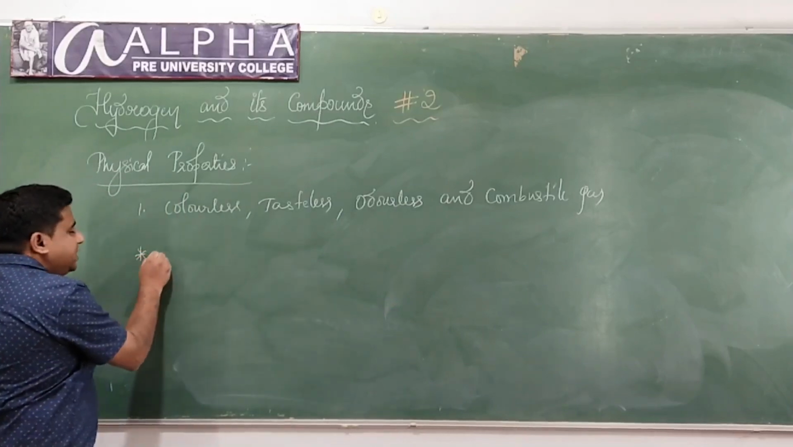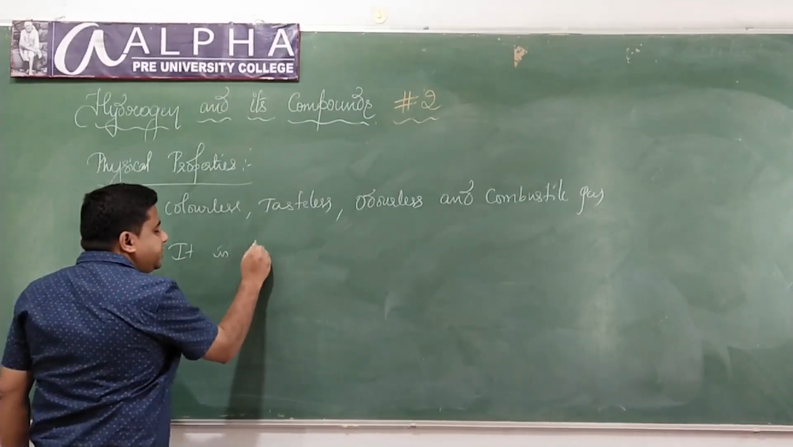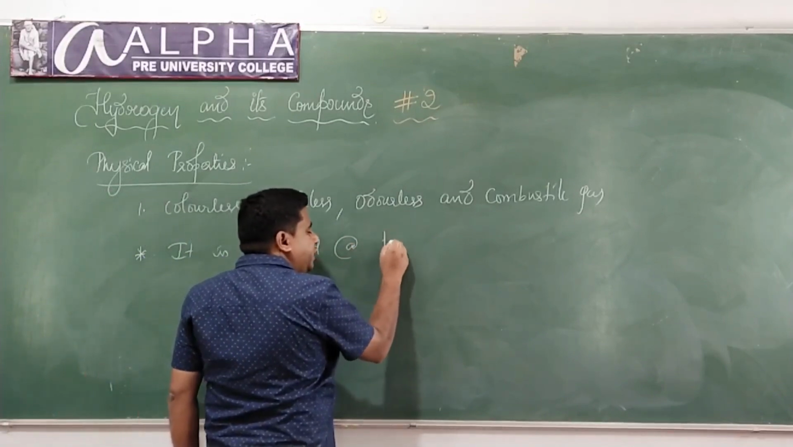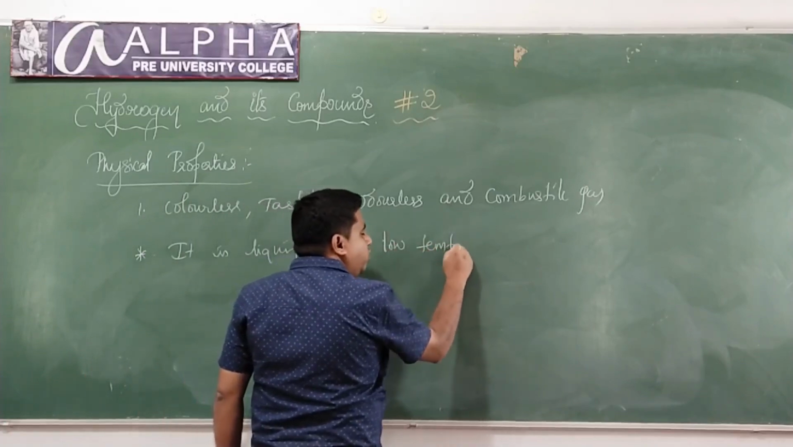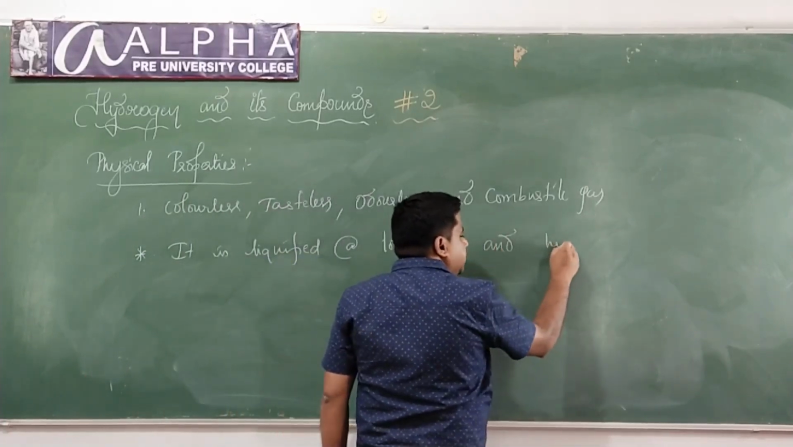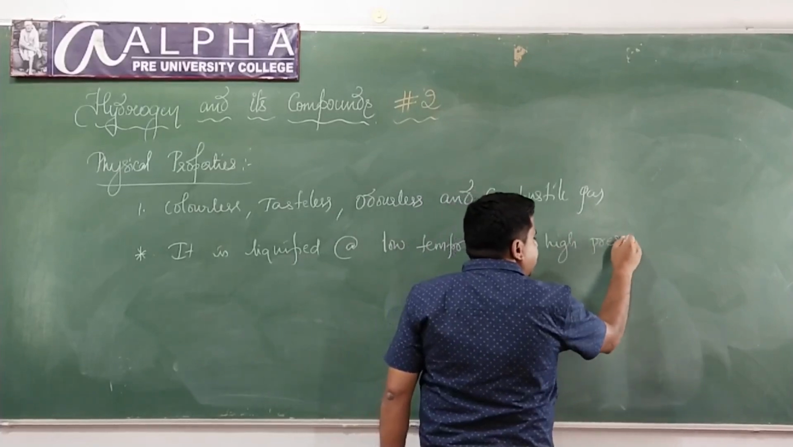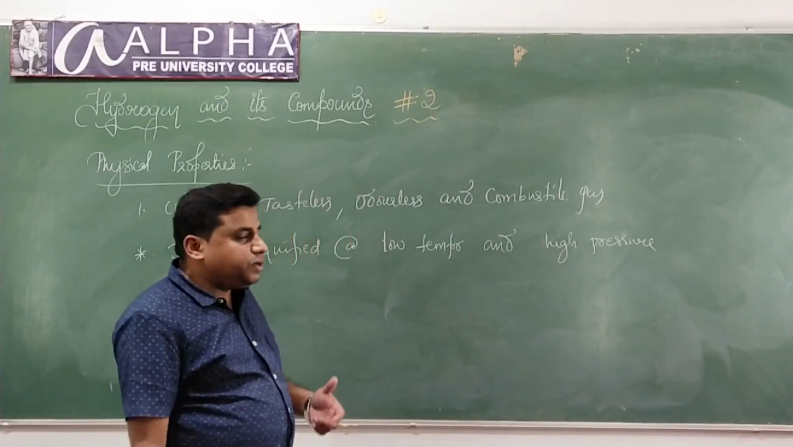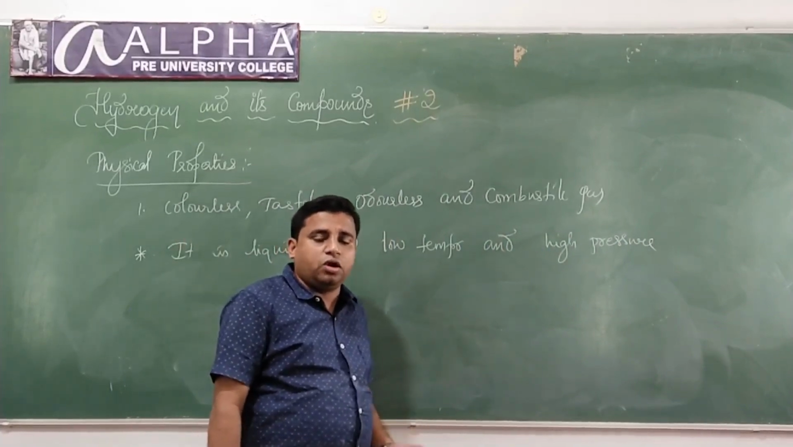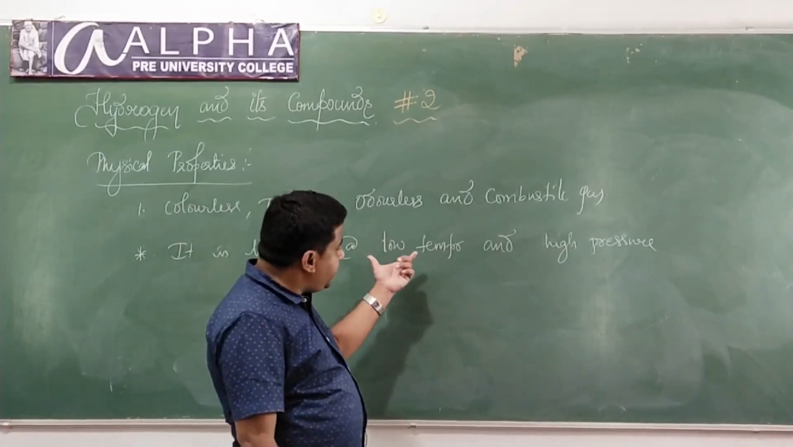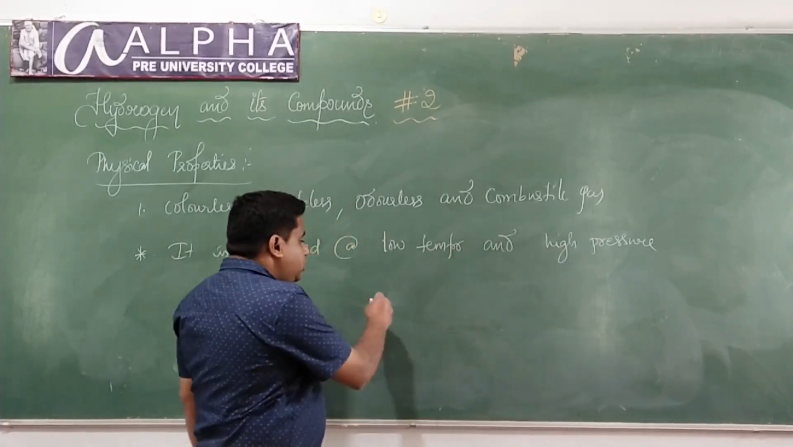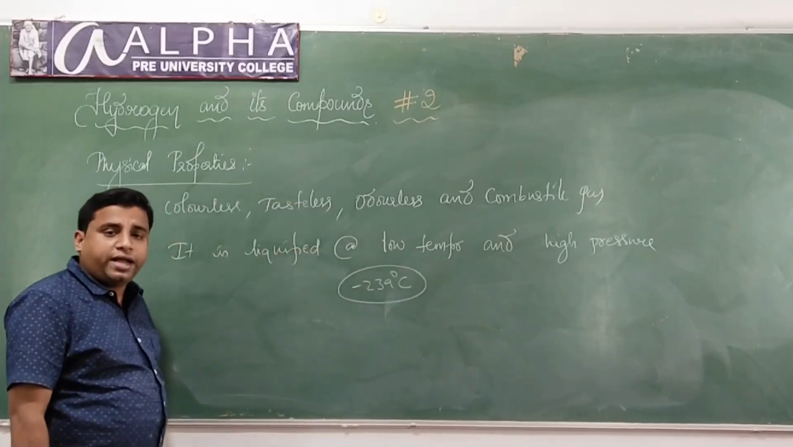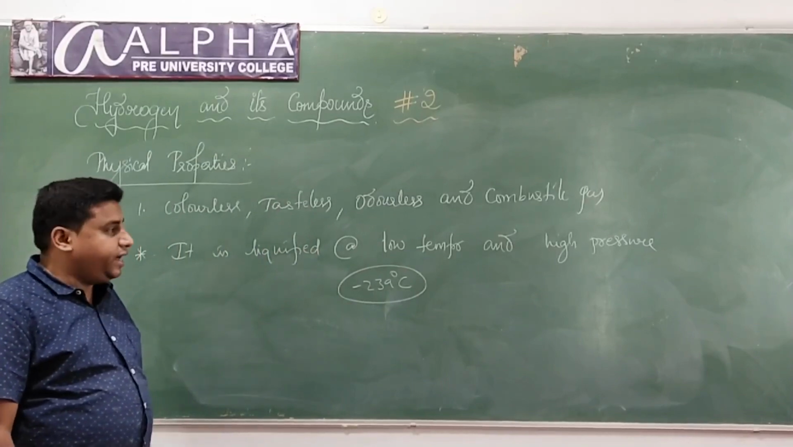It is liquefied at very low temperature and high pressure. The liquefaction of hydrogen gas is very difficult, so it does not take place at ordinary or nearly ordinary conditions. It takes place at very low temperature and high pressure, at a temperature of around how much? Minus 239 degrees centigrade. Okay, got it?